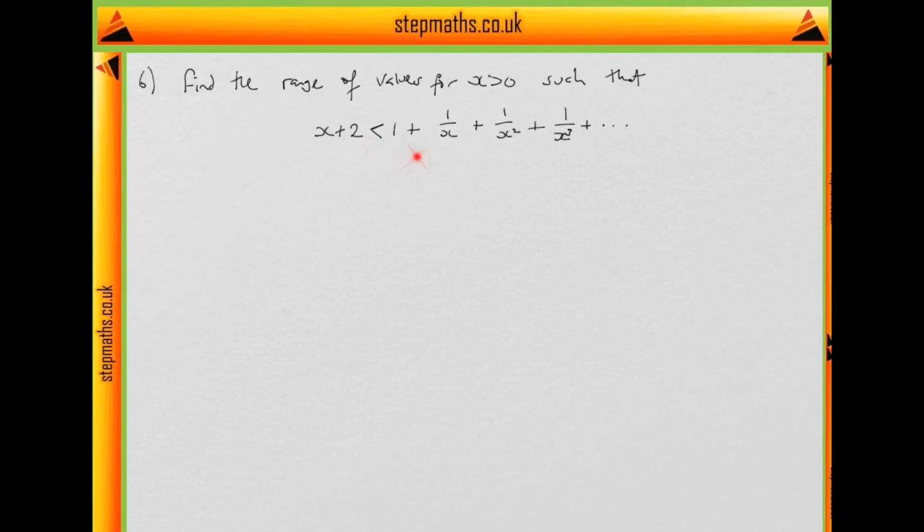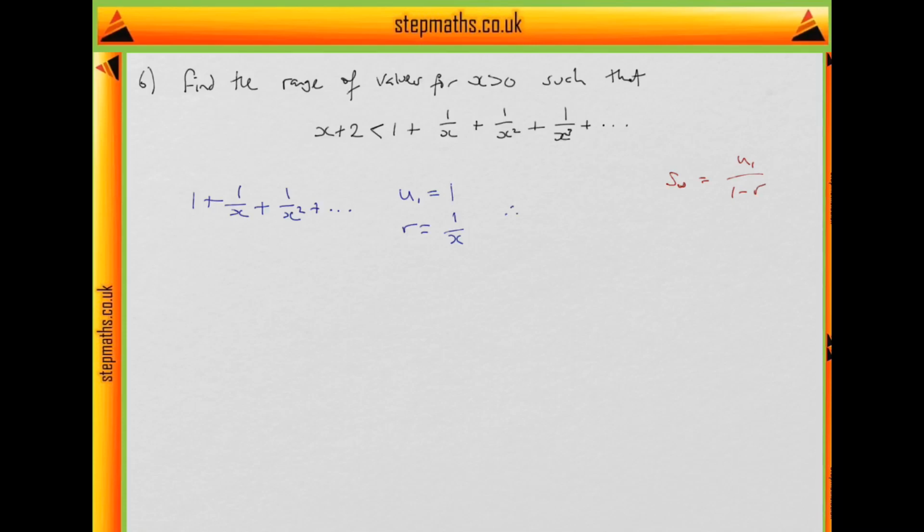So let's for now just consider the right hand side. What is 1 plus 1 over x plus 1 over x squared plus dot dot dot? Well, that is clearly an infinite sum of a geometric sequence with a common ratio of 1 over x. This term differs from this by 1 over x, this one differs from this by 1 over x, and so on and so forth. So we have a geometric sequence where u1 is 1 and the ratio is 1 over x. And we know that the sum to infinity is u1 over 1 minus r.